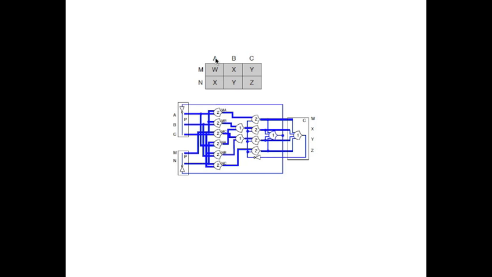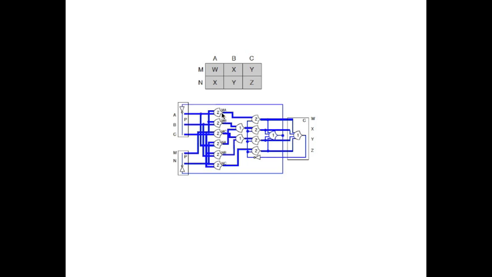And what the function table means is that when A is data and M is data, W will become data. When A is data and N is data, X will become data. And this function table is implemented by this rank of 2 gates, which determine A and M and X and W and so forth. And this is a min term.